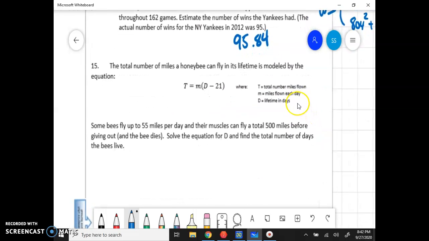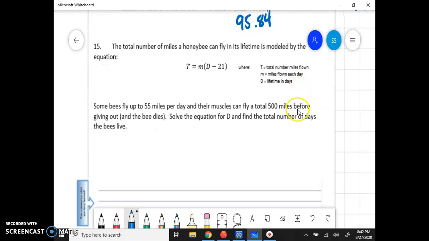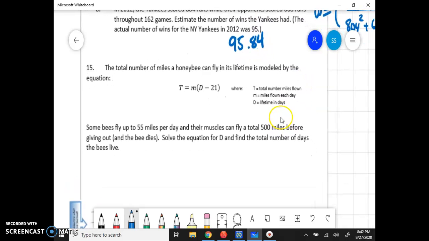All right, moving on. We've got number 15. This one has to do with honeybees. So the total number of miles a honeybee can fly in its lifetime is modeled by the equation T equals M times (D minus 21), where T is the total number of miles flown, M is the miles flown each day, and D equals the lifetime in days.